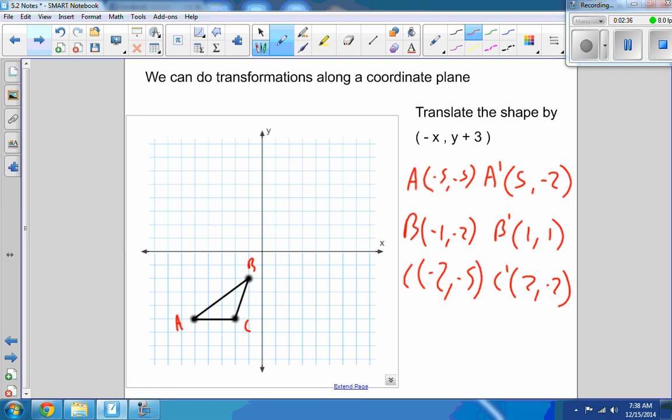So let's graph these. So 5, negative 2, that's A prime. B is 1, 1. Oops, my A is off. A is supposed to be down here, A prime. And C is 2, negative 2. And that is isometric. So what happened there is we did a reflection across the y-axis, and then we did a translation.